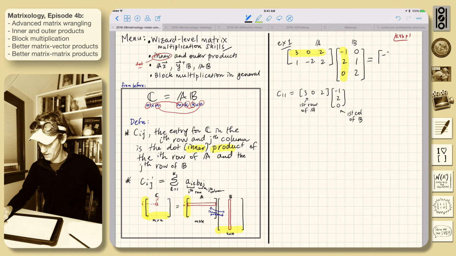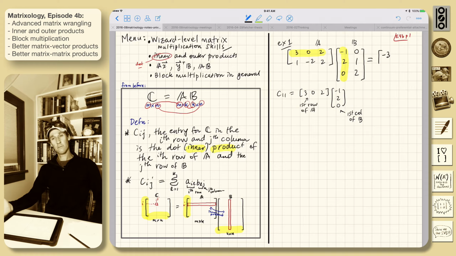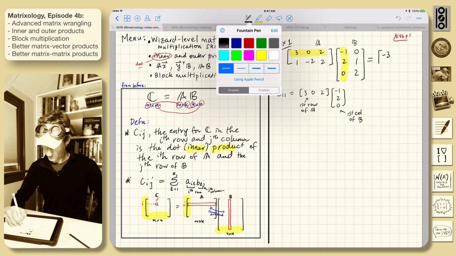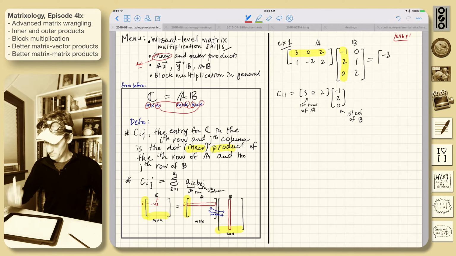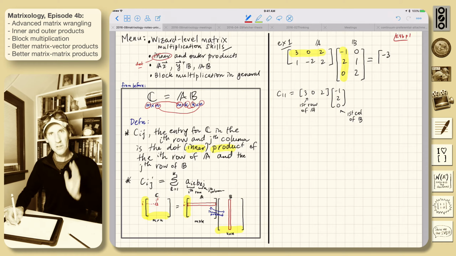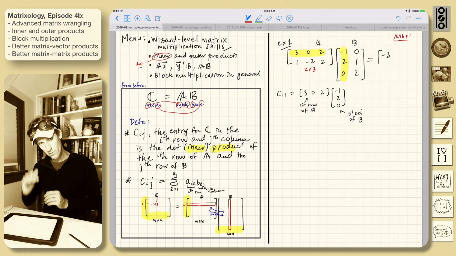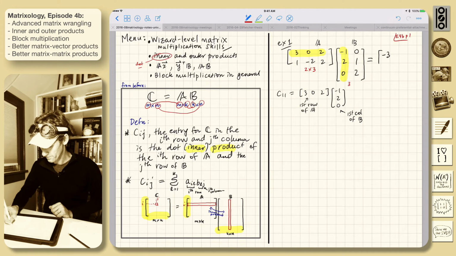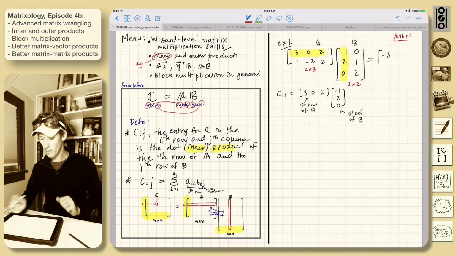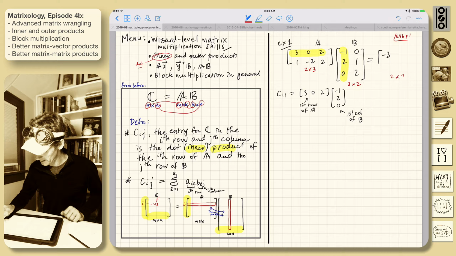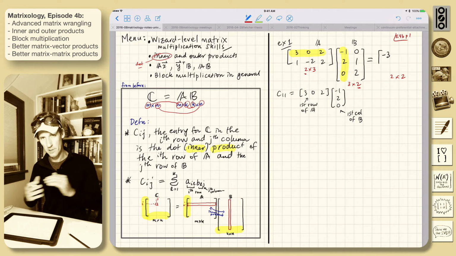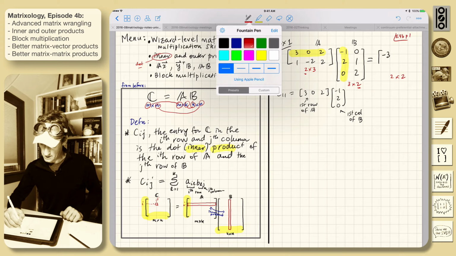Well, let's put that here. So this is minus 3. How big is C? I'm going to suggest you do this as much as you can. So 2 by 3: 2 rows, 3 columns; 3 rows, 2 columns. That means we end up with a 2 by 2, and that's this guy here and this guy here. And the 3's match up so we can do dot products.